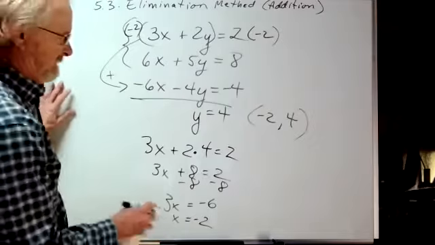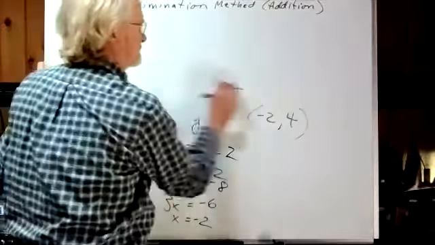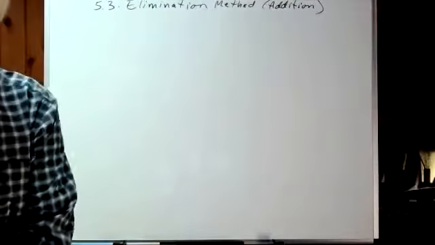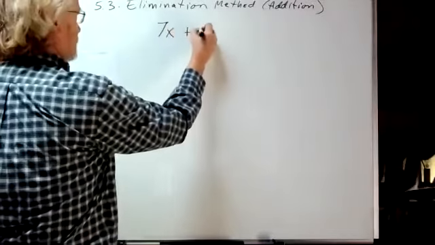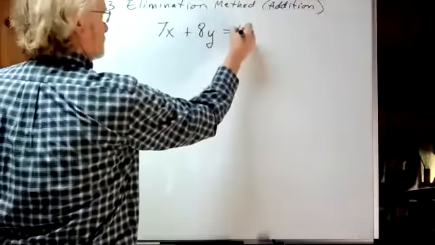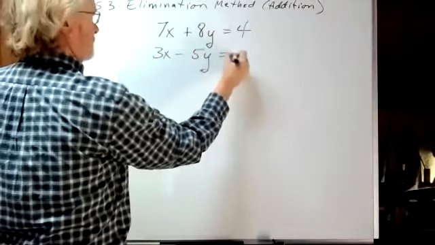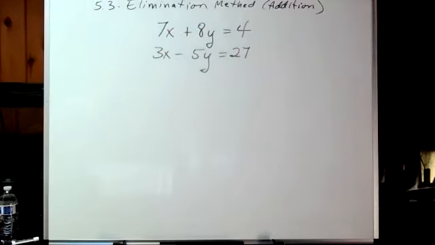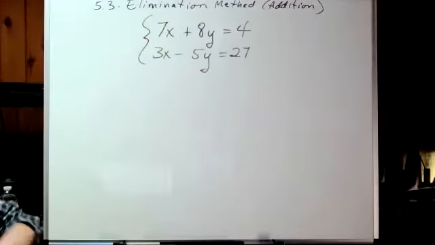Here we go. Step it up. Next level. So 7x plus 8y equals 4. 3x minus 5y equals 27.